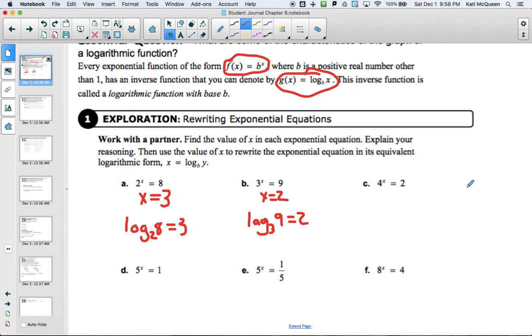So if you feel like you kind of got an idea of how this works, go ahead and pause and maybe try the other ones and come back and see how you did. Otherwise, keep watching and we'll go through the next few here.